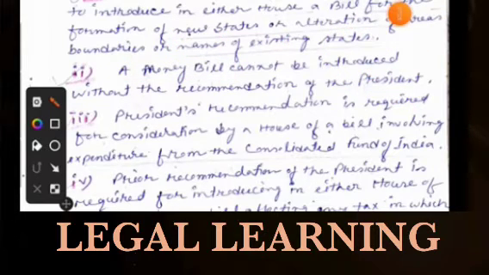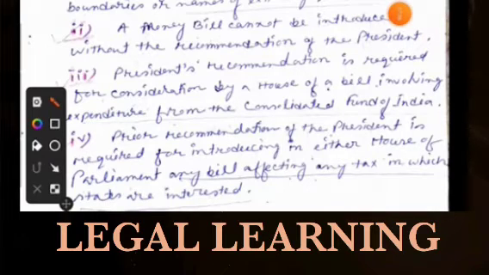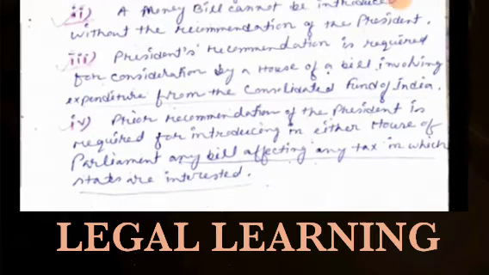So this point is important, and the President's recommendation is required for consideration by a house of a bill involving expenditure from the Consolidated Fund of India. We have funds like the Consolidated Fund of India and the Contingency Fund of India. So these are expenditure. In this case also the President's recommendation is required.